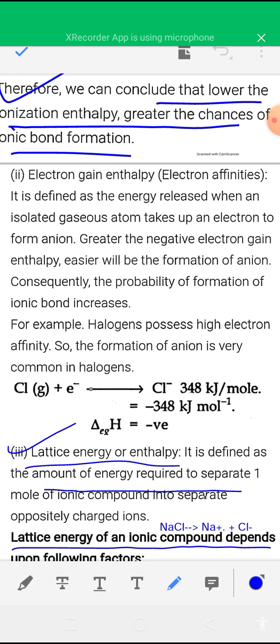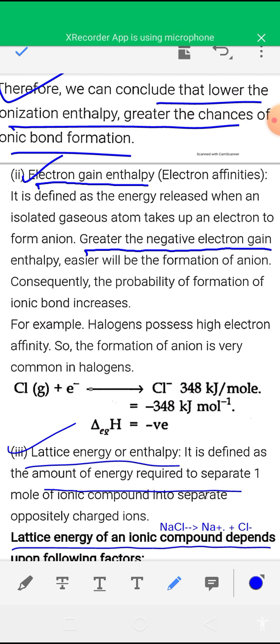Now second condition is electron gain enthalpy of non-metal, electron affinity or electron gain enthalpy. Okay, so electron gain enthalpy is defined as the energy released when an isolated gaseous atom takes up an electron to form an ion. Electron gain enthalpy or electron affinity is the energy released when an isolated gaseous atom takes up an electron to form an ion.